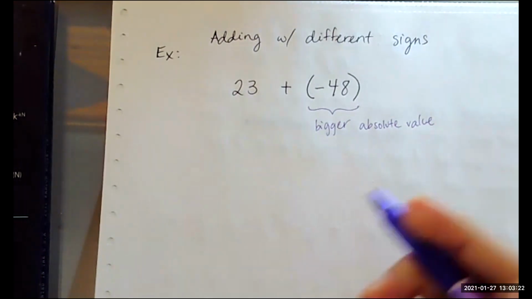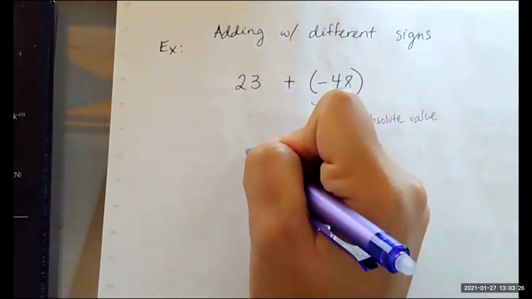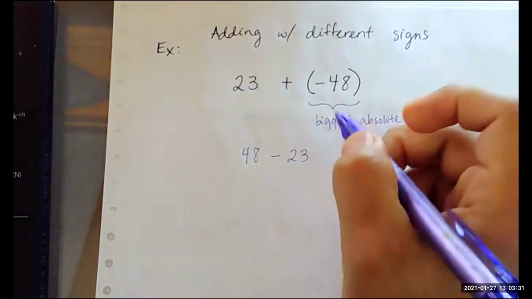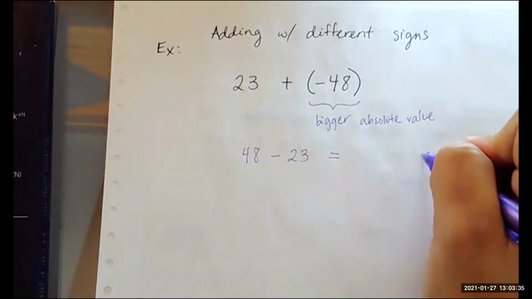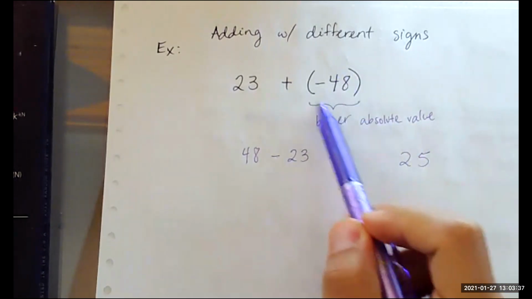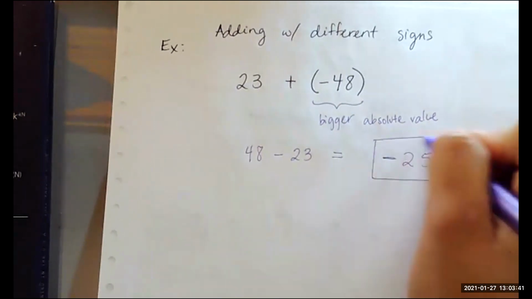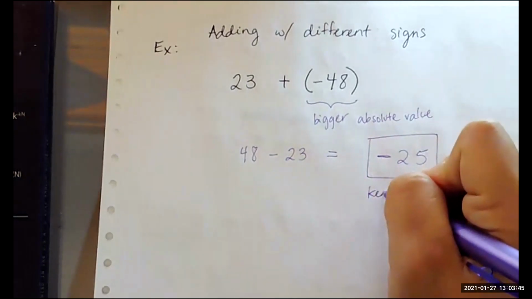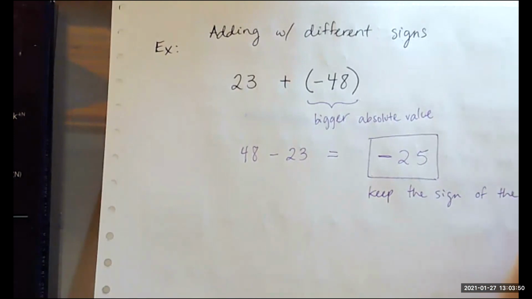So it's going to be negative 25. Because they have different signs, you're going to subtract. So 48 minus 23 is going to give you your numerical result, which is 25. But because the 48 is the larger value, your answer is really going to be negative 25. Keep the sign of the larger.